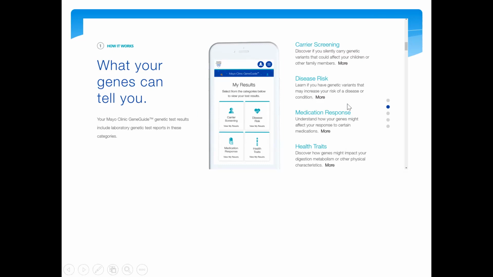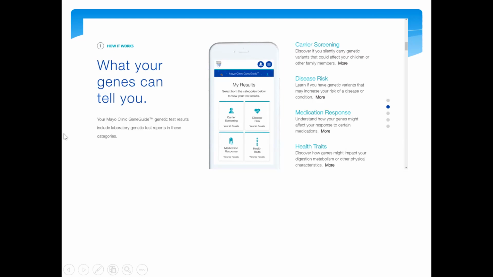But this is super cool, especially for people who are struggling with depression and they've been on one medication and then they've been on another one and it's not working. Well, maybe they're a slow metabolizer, or maybe they're a super fast metabolizer, and that's why they're having problems. And then it looks at health traits. So Mayo Clinic Genie Guide, you can actually look this up online, gain more information from it.